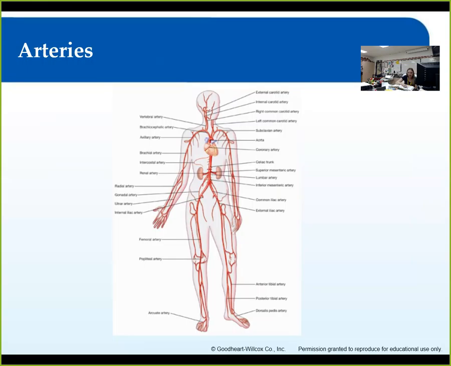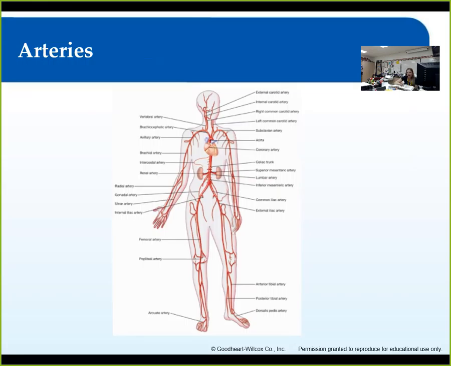So on the left side of page 390, I want you guys to know the brachial artery, that's in the arm, and the femoral artery, that's in the leg. On the right side of 390, I want you to know the right and left common carotid arteries. Those are the ones up here where you get your pulse in your neck. The subclavian artery, it's like clavicle, okay? Clavicle is your collarbone.